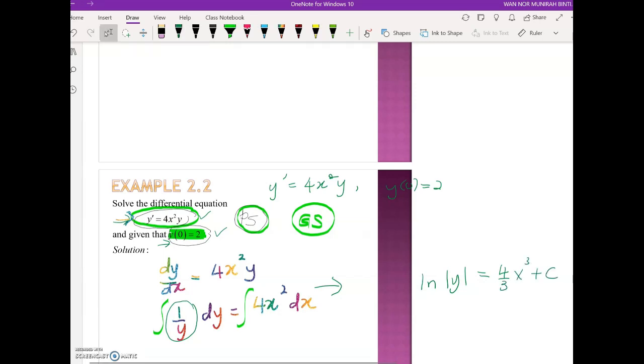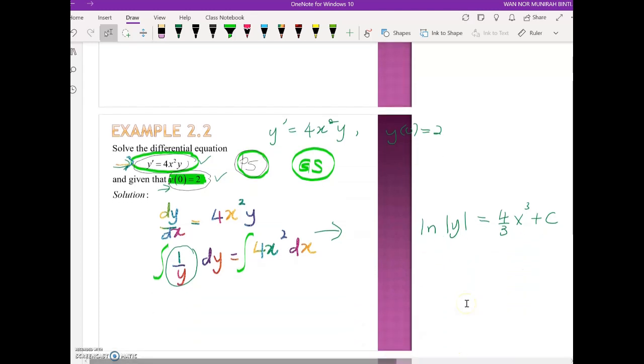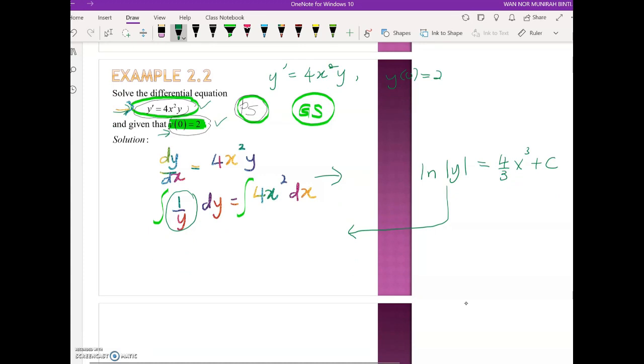I want to simplify my solution. I don't want natural log y, I just want to find y. In order to eliminate the natural log, I just take the exponent of both sides of my equation, so that I have exponent natural log y, which is just y. Now I already have y on the left hand side of my equation. So let's take a look at what happened to our right hand side.